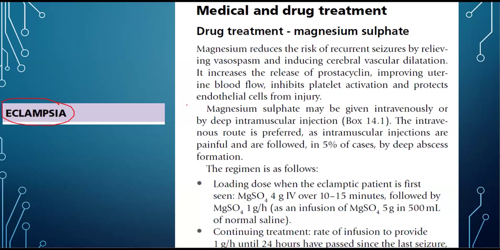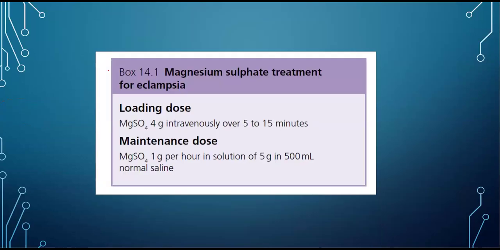So, eclampsia management. The most important eclampsia management is magnesium sulfate because it reduces the risk of recurrent seizure. You can give it intravenously or by IM injection. The regimen of magnesium sulfate, the dose, comes in the exam. So you need to know the dose that we give. Loading dose of 4 gram and then maintenance is 1 gram per hour in a solution of 5 gram in 500 ml of normal saline. You can just remember 4 gram as a loading dose and 1 gram per hour for 24 hours. That's usually the treatment.